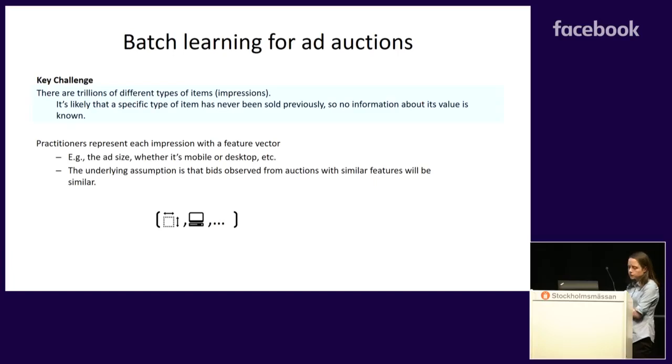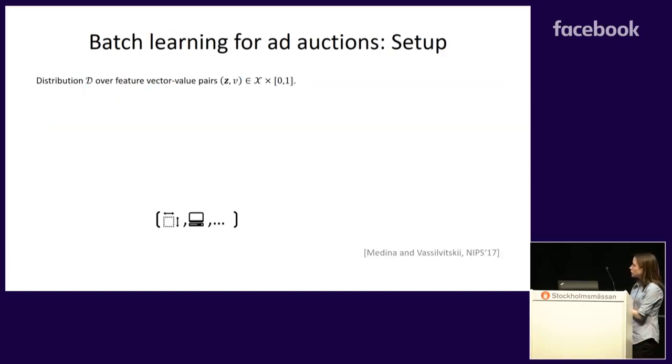So this line of work kind of formalizes this intuition. I'm particularly going to talk about a nice work by Medina and Vassilvitskii from NIPS 2017. In their model, there's a single buyer and a single item, or a distribution over items, which are these feature vectors. In particular, there's a distribution over feature vector value pairs. The feature vector Z describes this impression, and V is the value. And there's a joint distribution over this domain.